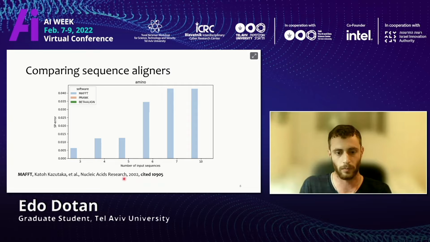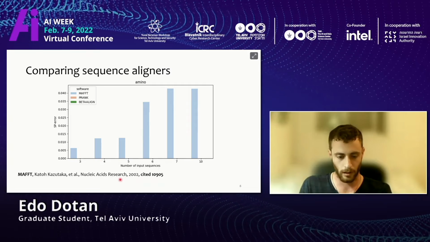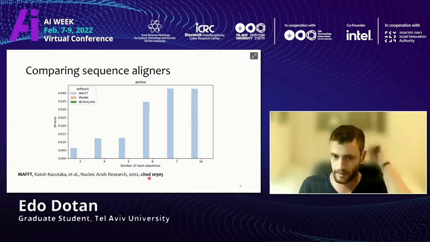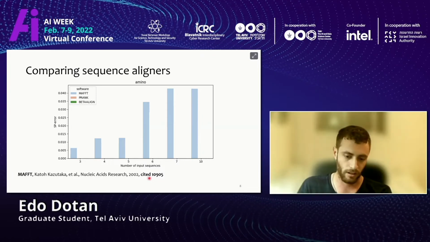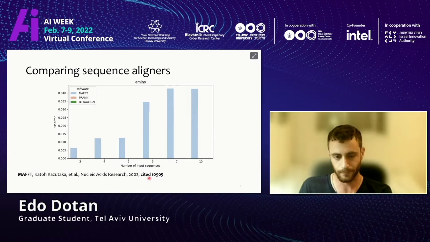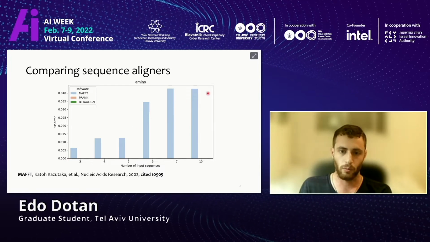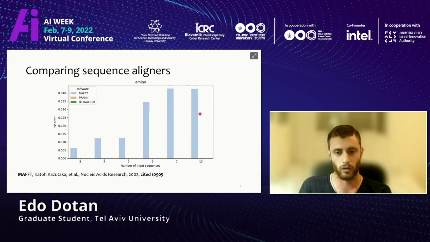MAFFT was published 20 years ago, and it has many citations. This considers only the citations of the first version. There are, I think, 7 or 8 versions of MAFFT. And as you can see, as we increase the number of input sequences, the error increases as well.